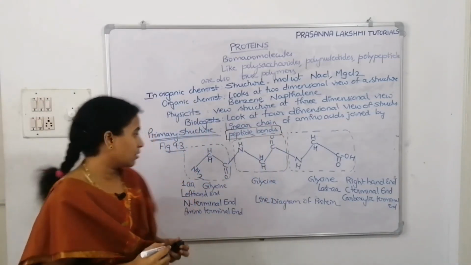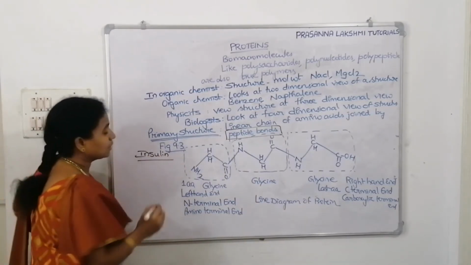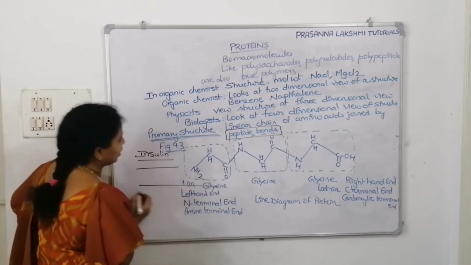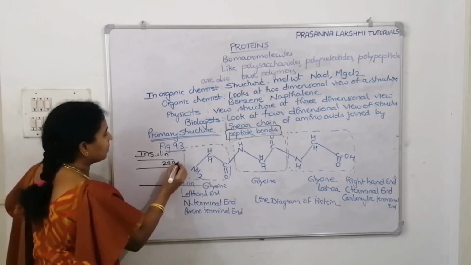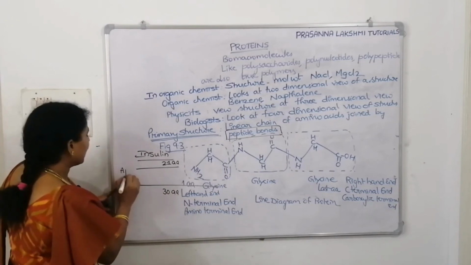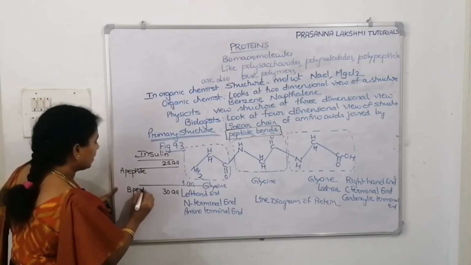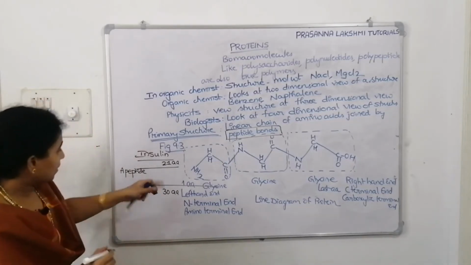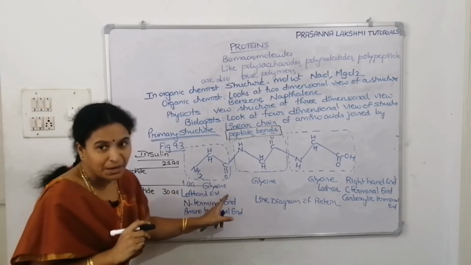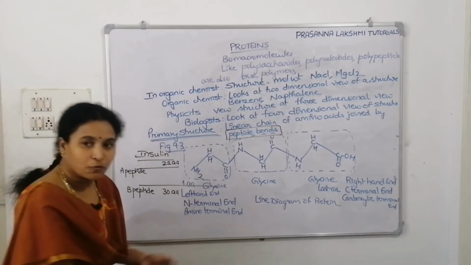Example for primary structure is the insulin molecule. It is a pancreatic hormone made up of two polypeptide chains, A chain and B chain. A chain is made up of 21 amino acids and B chain is made up of 30 amino acids. This is called the A peptide and this is called the B peptide. Each looks like one primary structure, so we can take insulin as an example for primary structure of a protein.